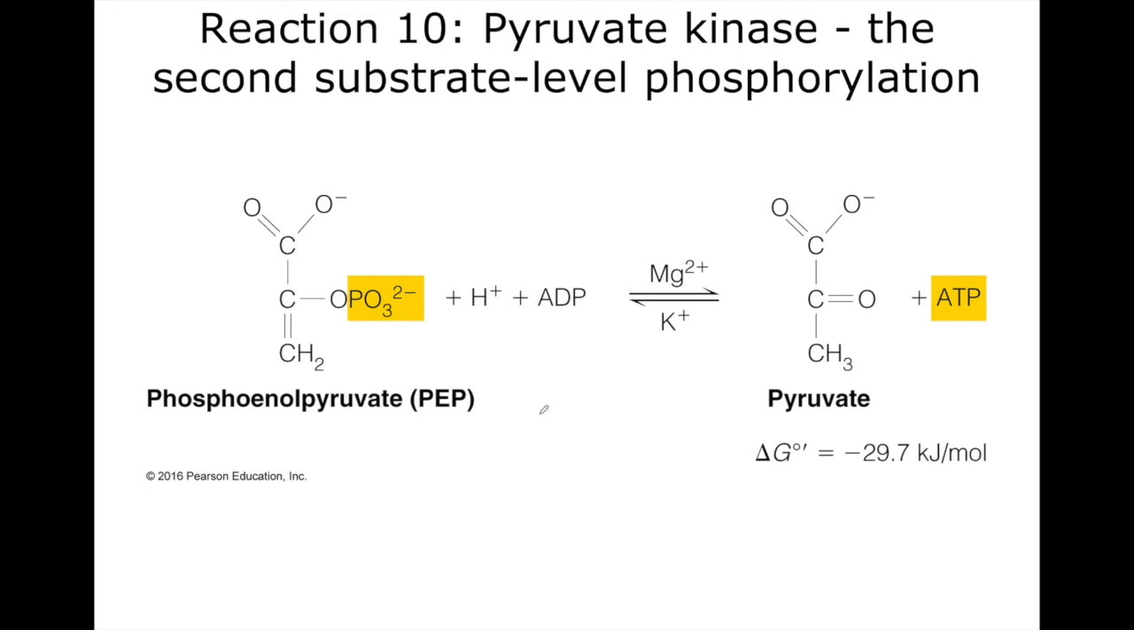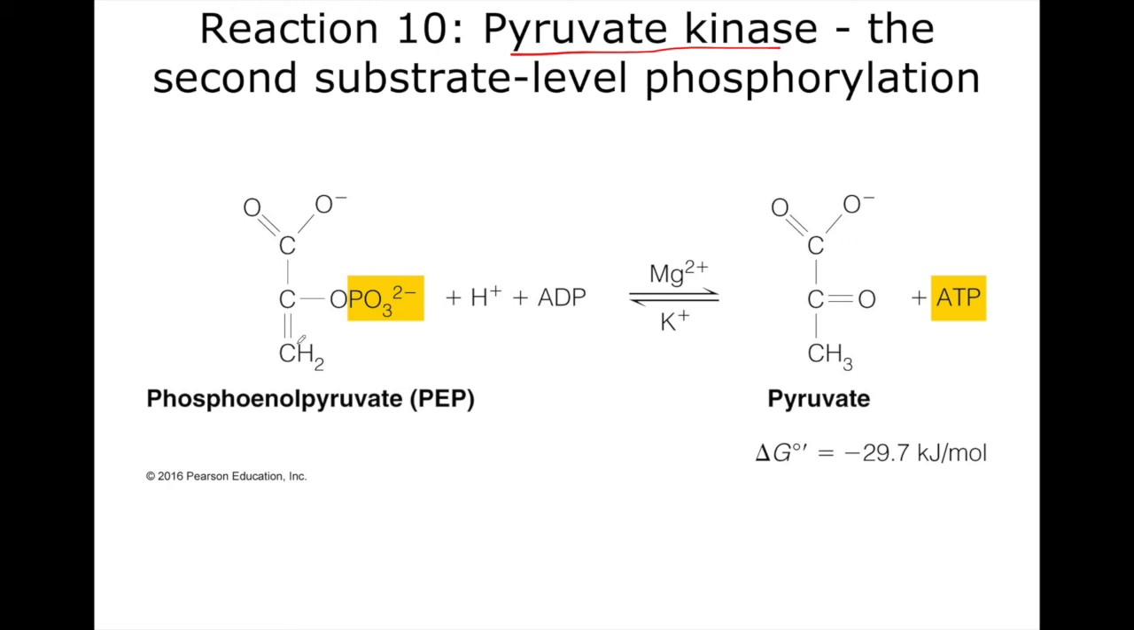Okay. Then we move on to our final step in glycolysis, reaction 10. This reaction is going to be catalyzed by the enzyme pyruvate kinase. And in this reaction, we will generate another molecule of ATP. Now remember, everything here is occurring twice because we started out with 2 molecules that are passing through here, 2 molecules of glyceraldehyde 3-phosphate. So here we have our phosphoenol pyruvate, which again is a very high energy molecule.